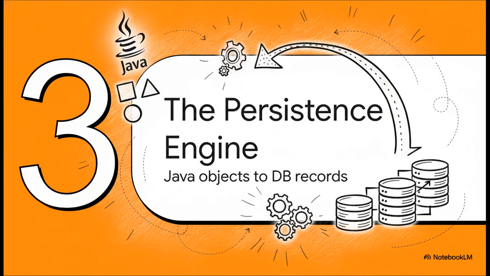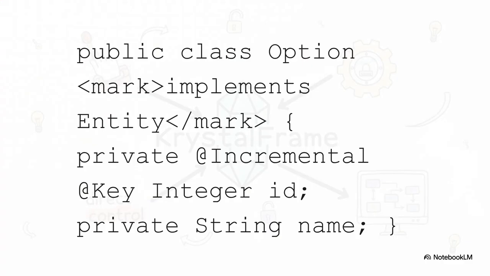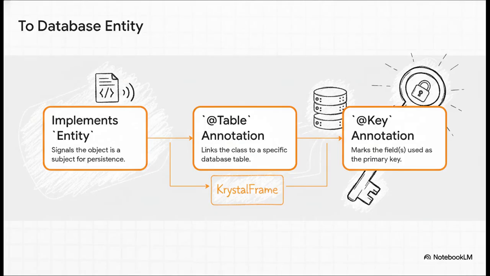All right, now we get to what I think is the real heart of the framework. Its persistence engine. This is where the magic, well, the non-magic happens, turning your plain Java objects into database records with almost zero friction. So just look at this option class from the example code. At first glance, it's just a simple POJO, right? A plain old Java object. A couple of fields, nothing fancy. But a few small, very deliberate tweaks are about to turn it into something way more powerful. And it happens in just 3 dead simple steps.